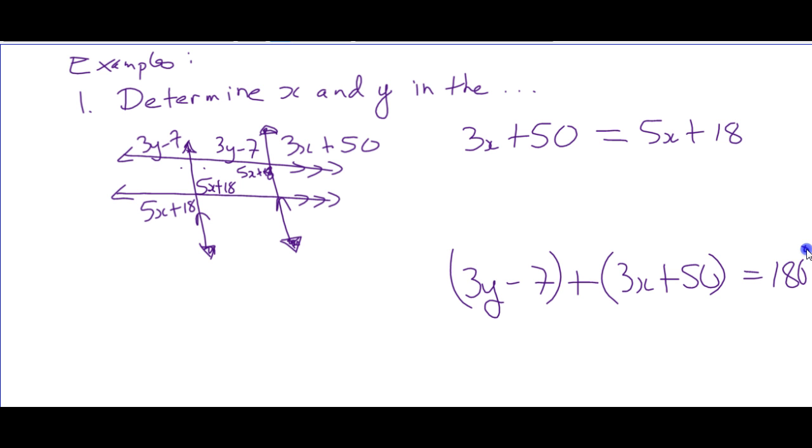That's the reasoning, right? So, if these two are equal, what does that mean? Well, we subtract 3x from both sides, we get 2x. We subtract 18 from both sides, we get 32. What's x? 16.